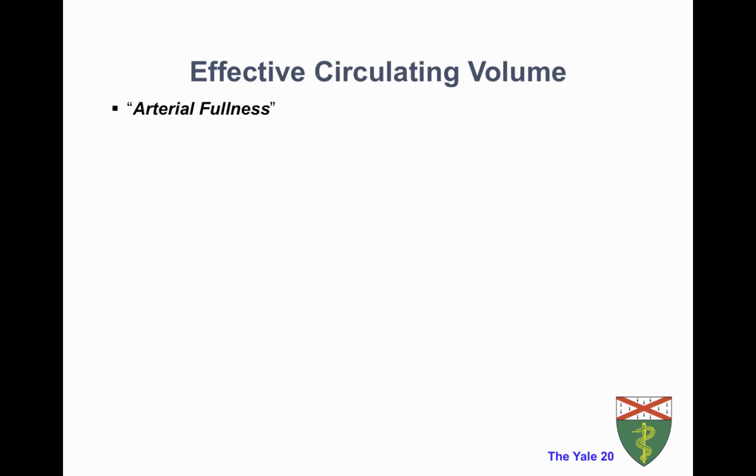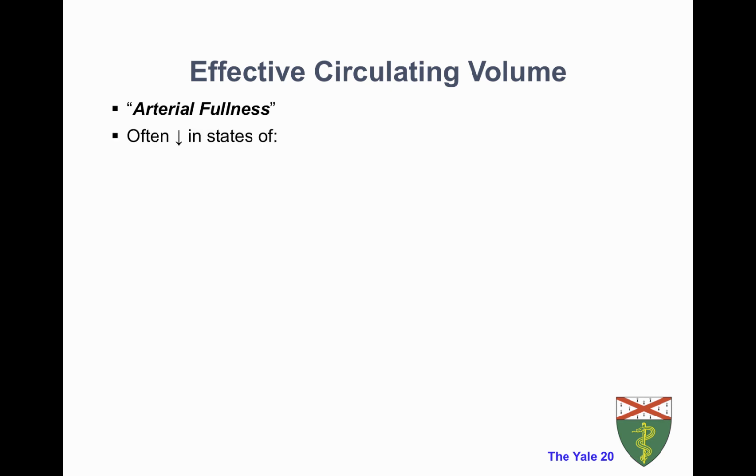1, there may not be enough volume on the arterial side. Or 2, the volume of blood in the arterial system can be perfectly normal, but there can be arterial vasodilation. In either case, clinically significant decreased effective circulating volume, or arterial fullness, should manifest with some degree of absolute or relative hypotension. Now, as it relates to hyponatremia, we are concerned mostly with states of decreased effective circulating volume.